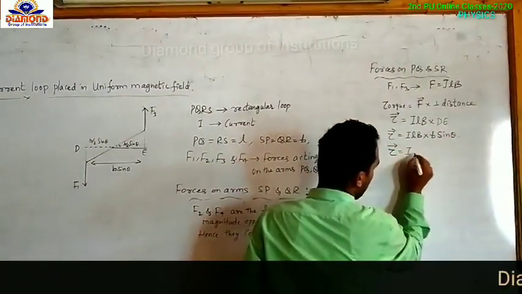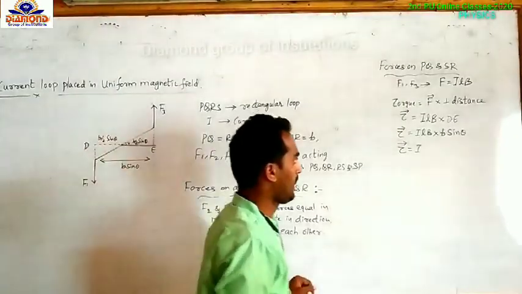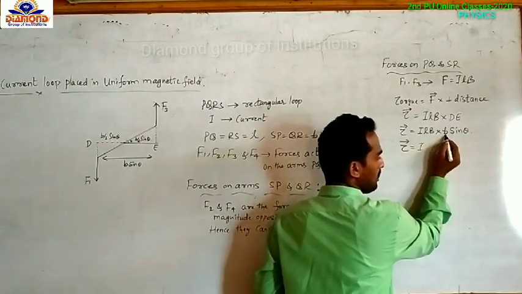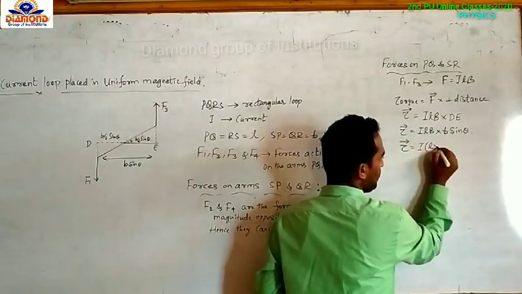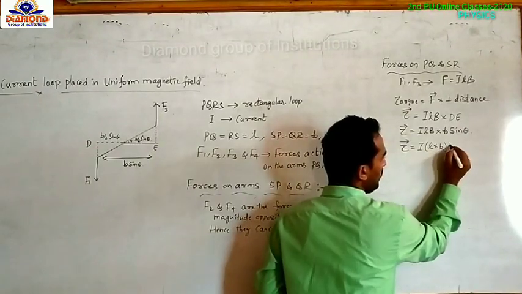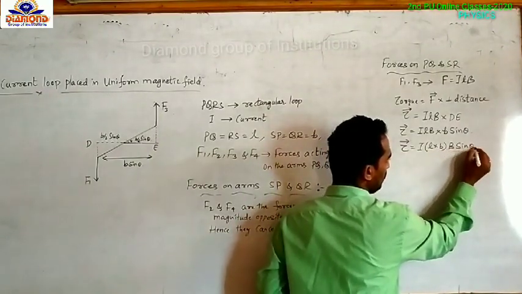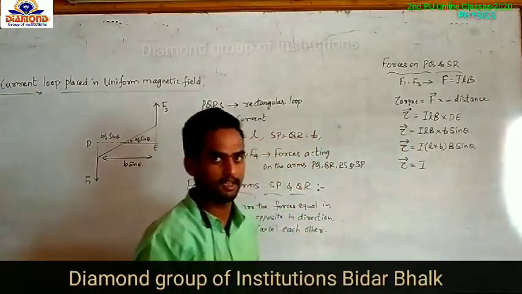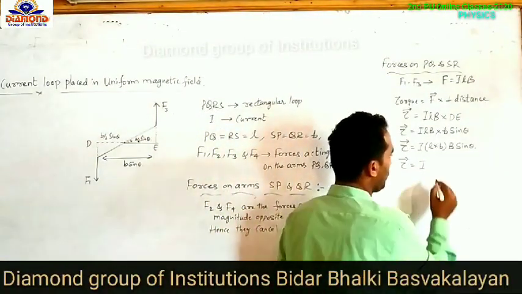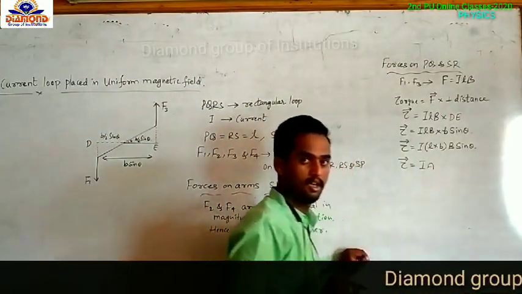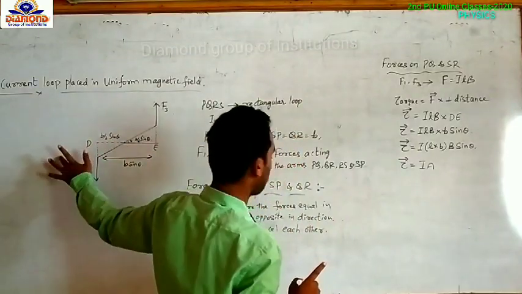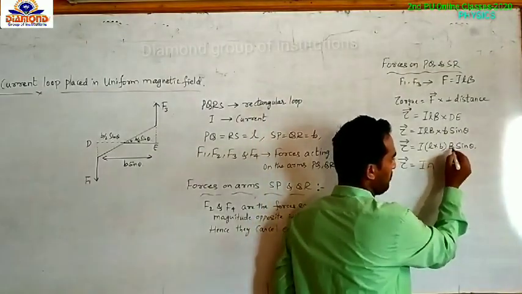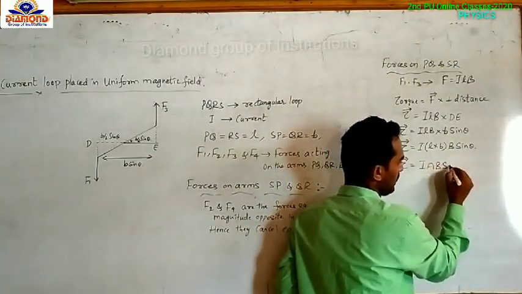Tau becomes I, current, keep it as it is. L means length of the rectangular loop, B means breadth. So we can write it like this: length into breadth into B sin theta. So torque becomes I, length into breadth. Length into breadth becomes area. It is a rectangular shape. So what is the area of the rectangular shape? Length into breadth, that is nothing but area, into B sin theta.